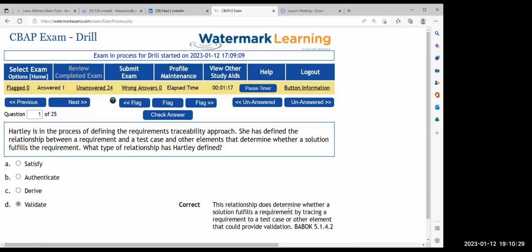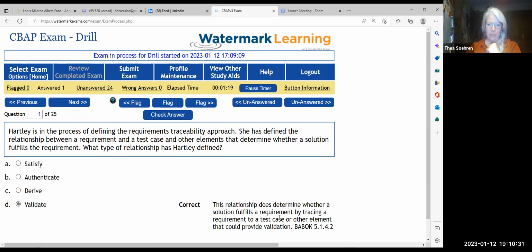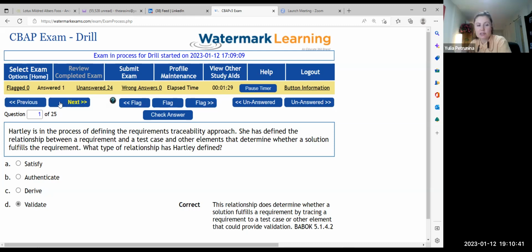So this relationship does determine whether a solution fulfills a requirement by tracing requirements to the test case or other elements that can provide validation. Good job, guys. Next. And there are 3 types of relationship. Authenticate is not one of them. We have derive, satisfy, and validate.